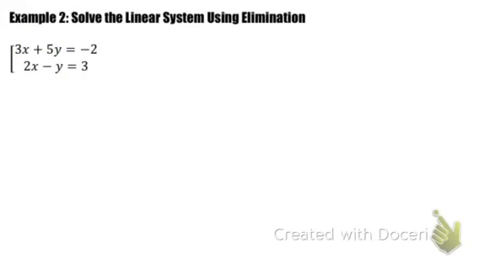Alright, the second example is a little bit more difficult than the first that we just went over because everything was all lined up nicely and all I had to do was add the equations together to get my third. This time, if you look at the equations in our system, we have 3x plus 5y equals negative 2, and we have 2x minus y equals 3. So before I do anything, I'm going to label my equations, 1 and 2.